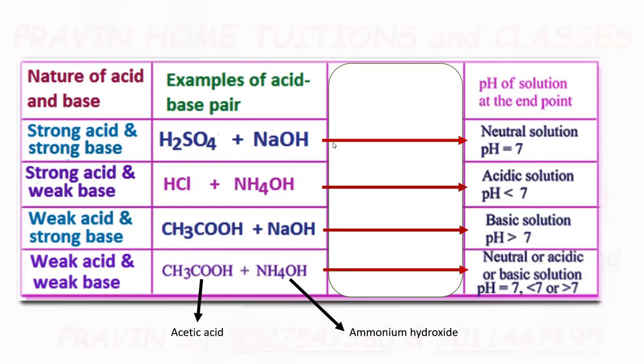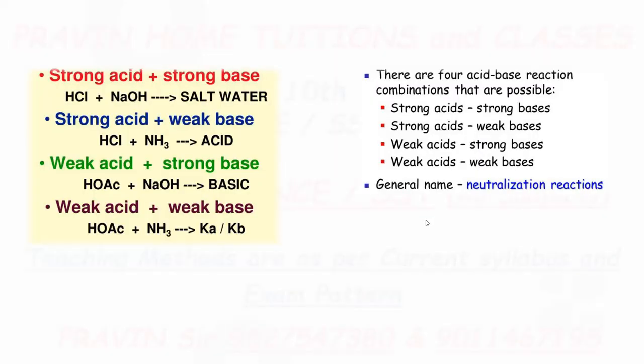So whatever I have explained, the same thing is shown here: nature of acid and base, example, and the pH of the solution at the end point. That means here, what is the nature of the product formed. So the same thing I have explained in this figure.